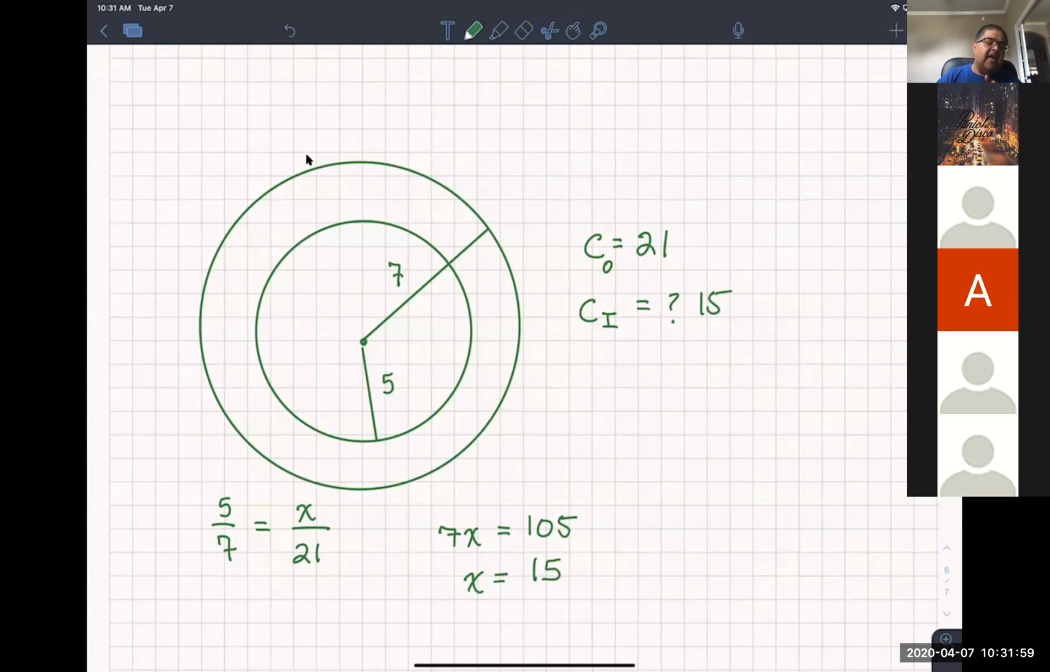Now, if they have the same radius length, that means they're not similar, they're congruent. They're the exact same size circle. Okay. Does that make sense, Julian? Yes, sir.